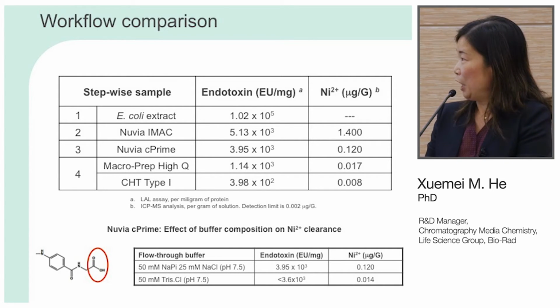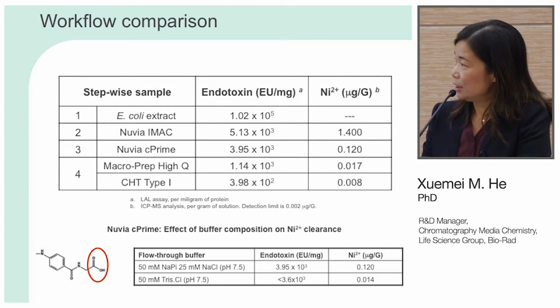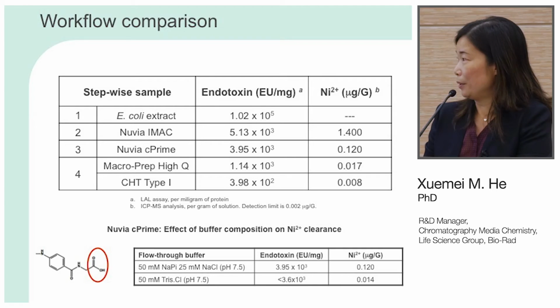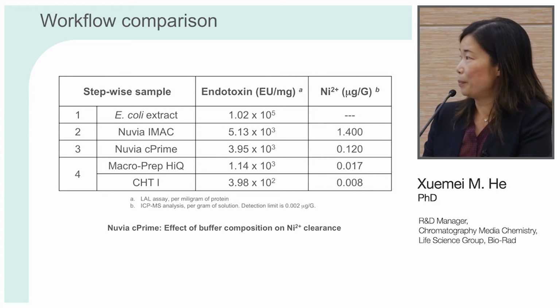So this is the initial result for the workflow comparison. You see that the workflow with IMAC, Nuvia C Prime, then CHT1 actually gave better clearance of impurity compared to the MacroPrep High Q as the final polishing.